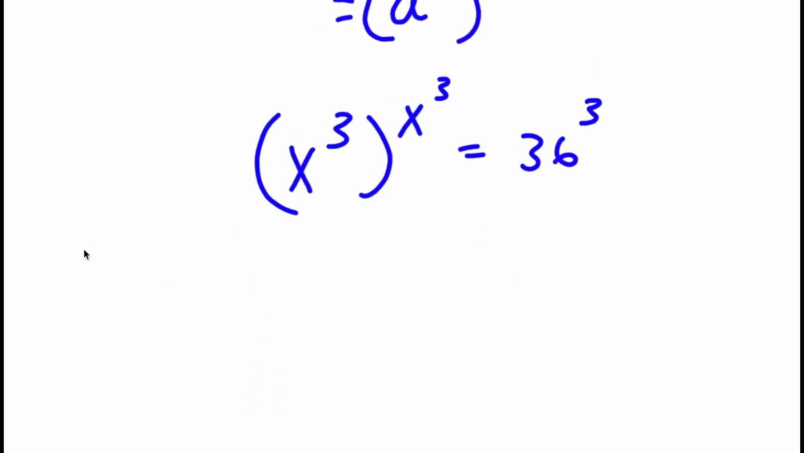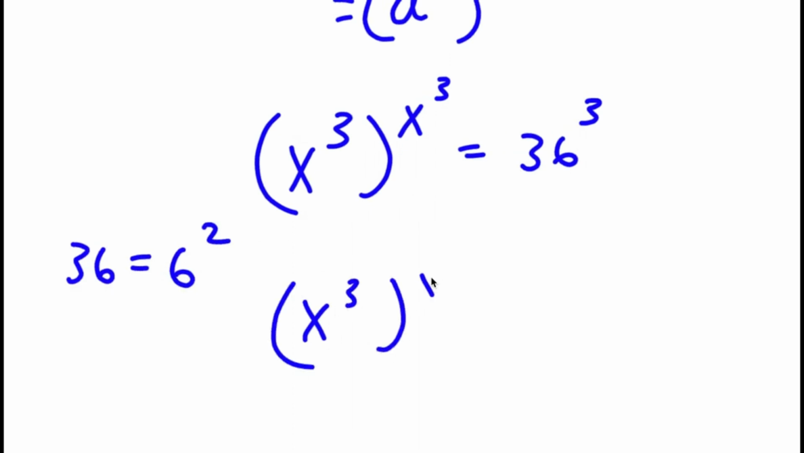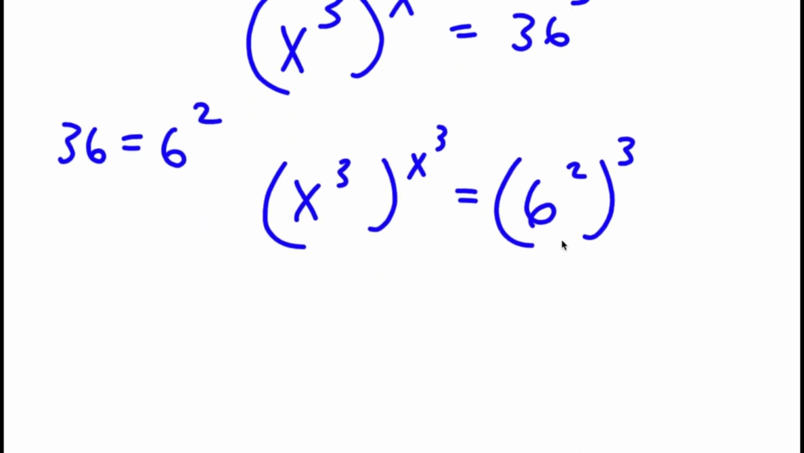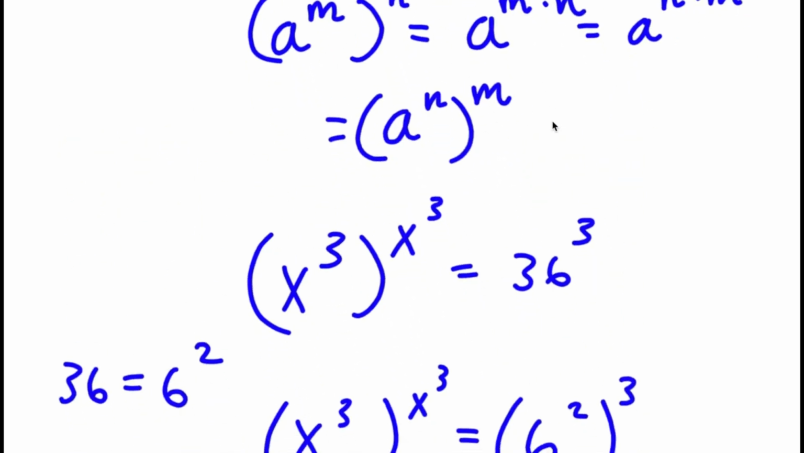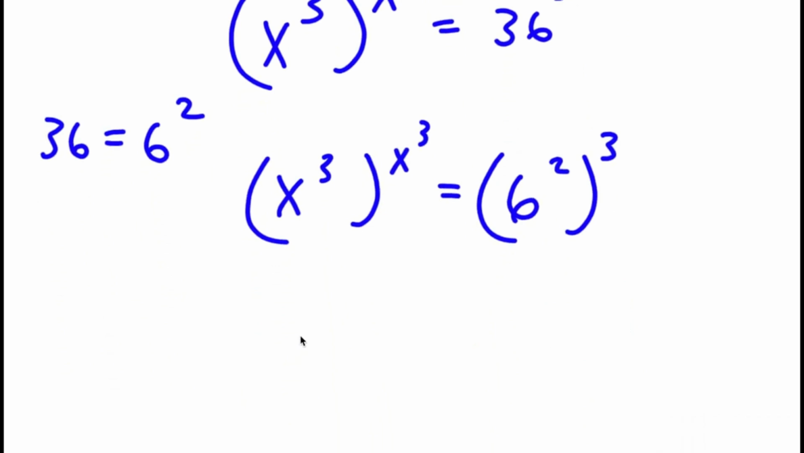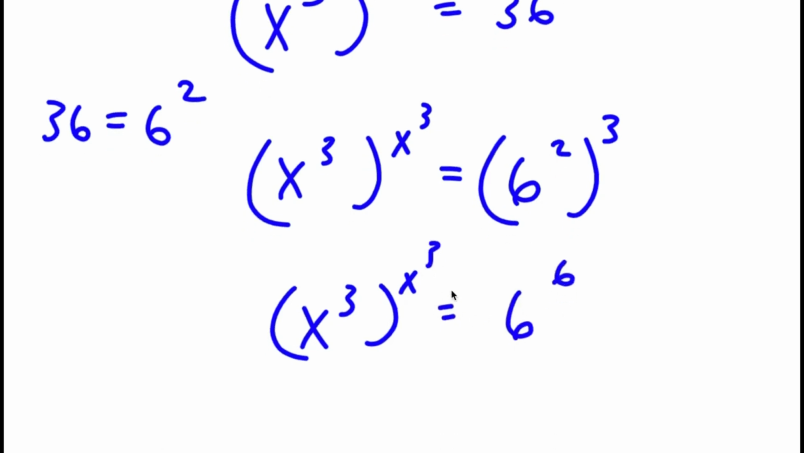Now 36 I can write as 6 to the power of 2. So now I have x to the power of 3 to the power of x to the power of 3 is equal to 6 to the power of 2 to the power of 3. Now if I have something in the form a to the power of m to the power of n, this is equal to a to the power of m times n. So 6 to the power of 2 to the power of 3, that's going to equal 6 to the power of 2 times 3, which is simply 6 to the power of 6.